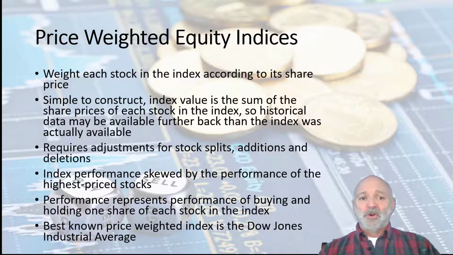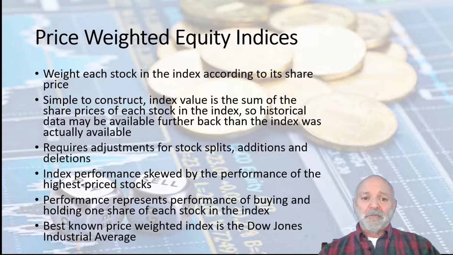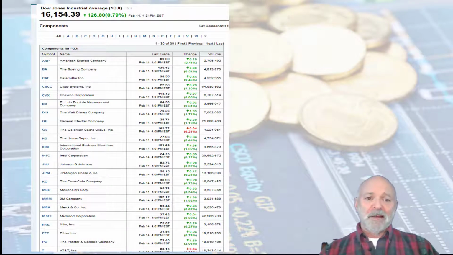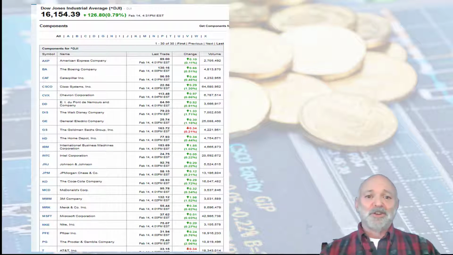And of course, the best known of these is the oldest of the commonly used indices. That's the Dow Jones Industrial Average. And you can take a look at the components, the 30 companies that make up the Dow Jones Industrial Average. If you Google it, you'll get a chart that looks something like this, and it provides a listing of those companies. You'll see that the biggest names in international business are listed here.